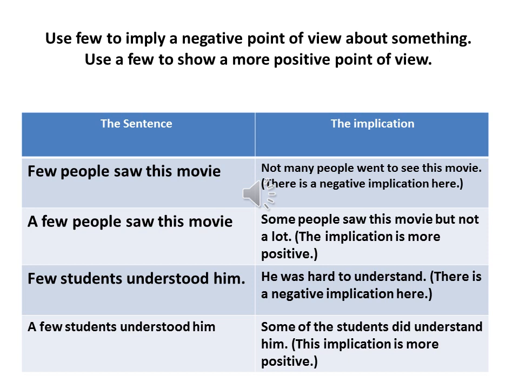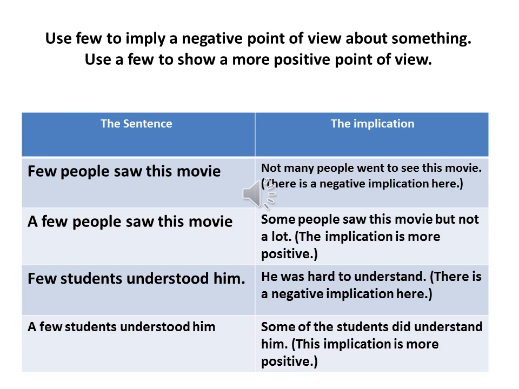We have a table divided into the sentence and the implication. The first sentence: few people saw this movie. The implication: not many people went to see this movie. There is a negative implication here. Next sentence: a few people saw this movie. Implication: some people saw this movie but not a lot. The implication here is more positive.